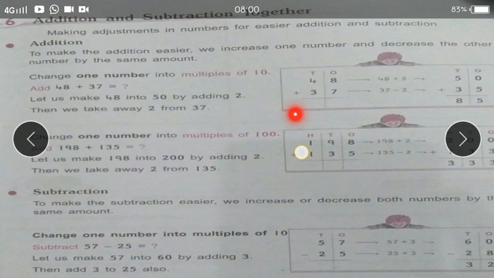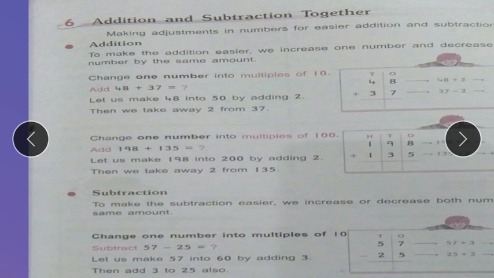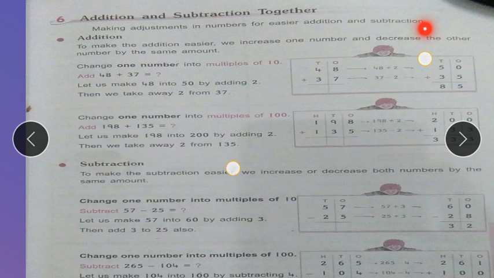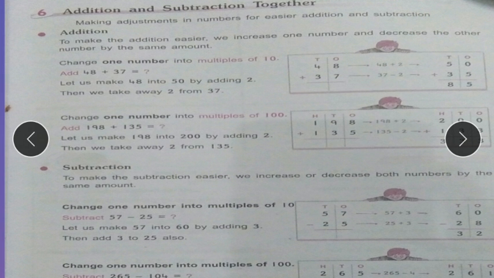Addition and subtraction together means you have to add and subtract. How can we do that? By making adjustments in numbers for the answer. Here we are adjusting numbers. First, addition. To make the addition easier, we increase one number and decrease the other number by the same amount.